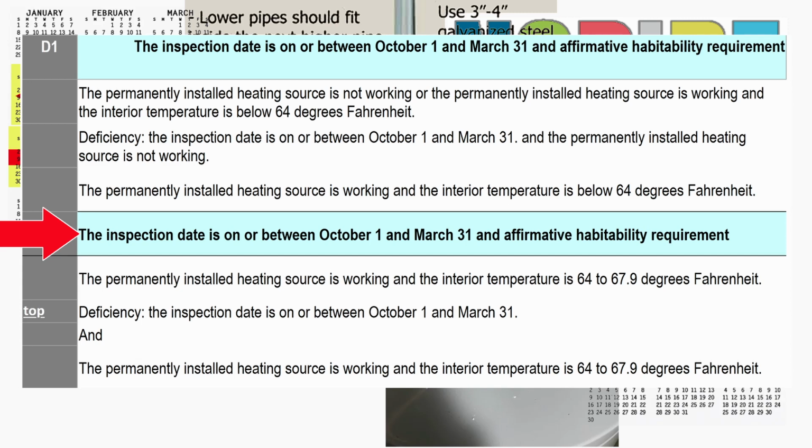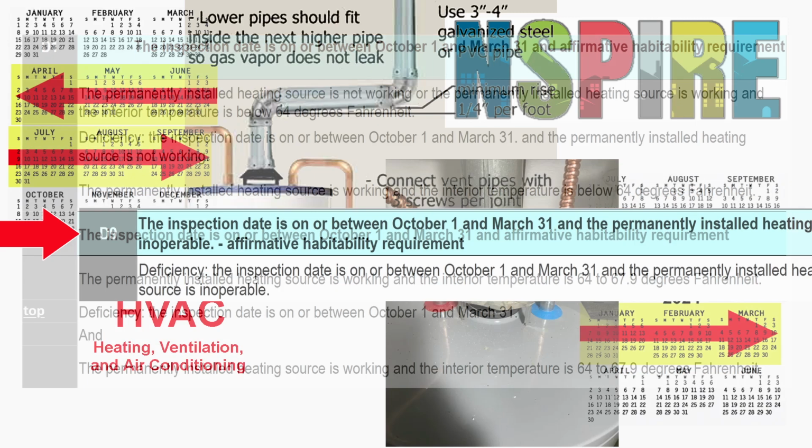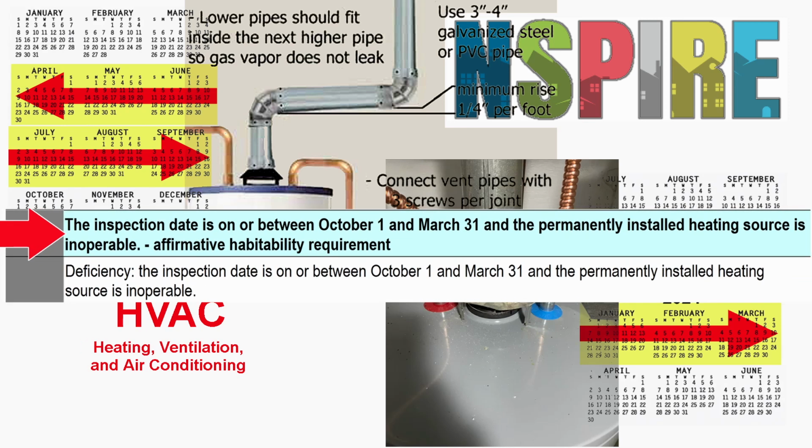So let's now skip down to deficiency 9. The inspection date is between October 1 and March 31, and the permanently installed heat source is inoperable. So deficiency 9 says the heating source is inoperable, but it doesn't give a temperature. Deficiency 1 goes a step further. It says the heat source is inoperable and the temperature is below 64. So if the internal temperature is below 64, this wouldn't go under 9, it would go under 1.